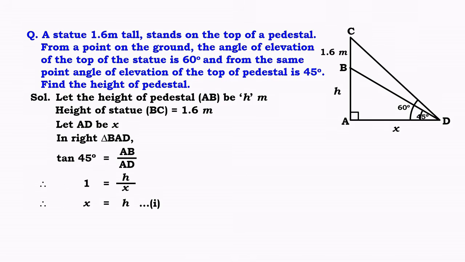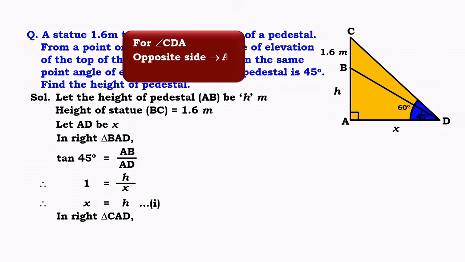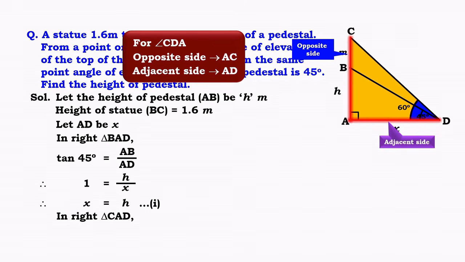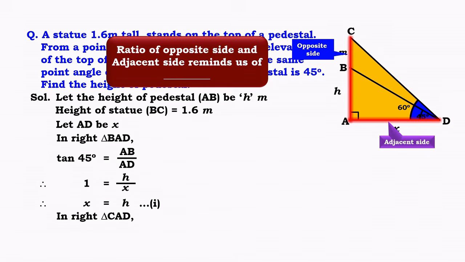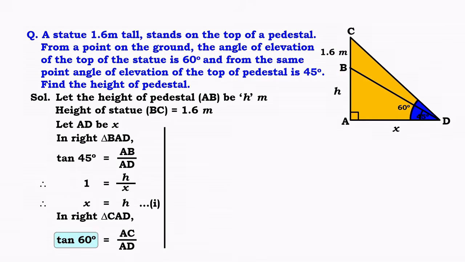Now, let us consider the larger right-angled triangle ACD. For the angle at D, the opposite side is AC. The total height AC is h plus 1.6 meters. The adjacent side is AD, which we have already found to be h. The ratio of the opposite side to the adjacent side reminds us of tangent. Therefore, the tangent of 60 degrees is equal to (h plus 1.6) divided by h.